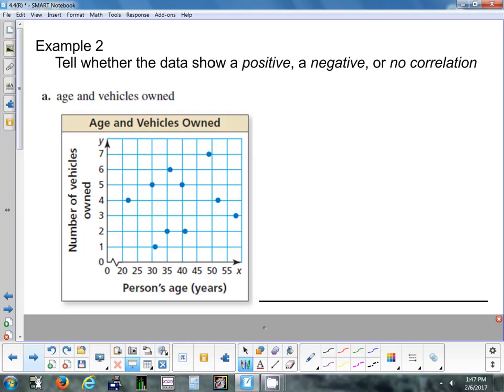So how would you describe this one? Positive, negative, or no correlation? Yeah, no correlation. I'd say there's no correlation there. At least with this set of data, it doesn't look like there's really a pattern. The dots are just kind of spread out everywhere. Okay, so no correlation.